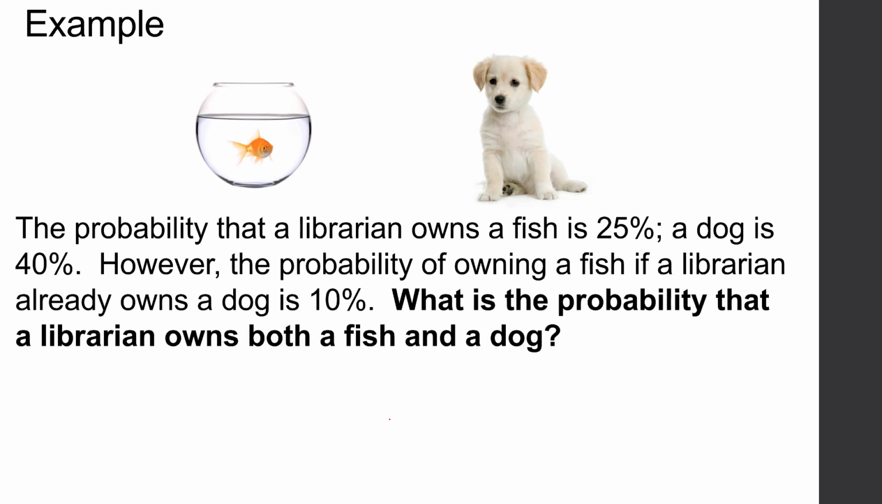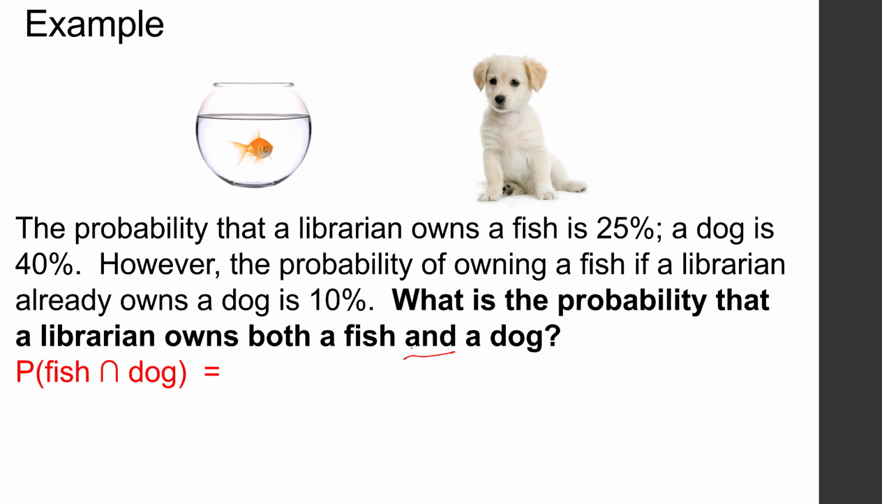Okay, another example. The probability that a librarian owns a fish is 25% and a dog 40%. However, the probability of owning a fish if a librarian already owns a dog is 10%. We want you to find the probability that a librarian owns both a fish and a dog. So again, write down your probability statement. Here, we want to know the probability of fish and dog. So that's intersection. Probability of fish intersect dog.